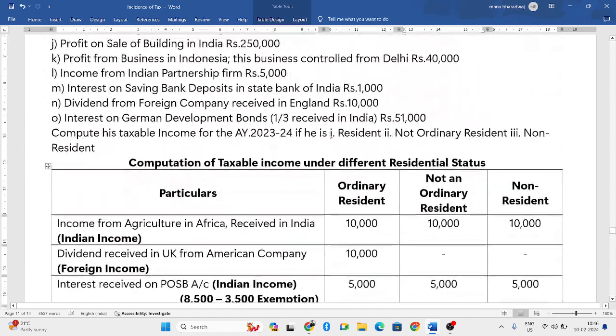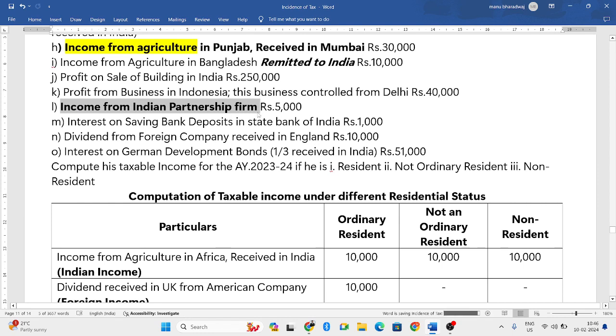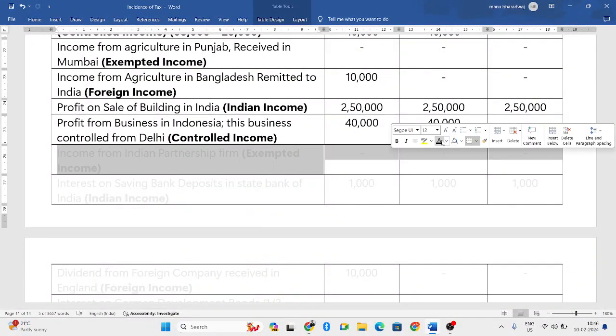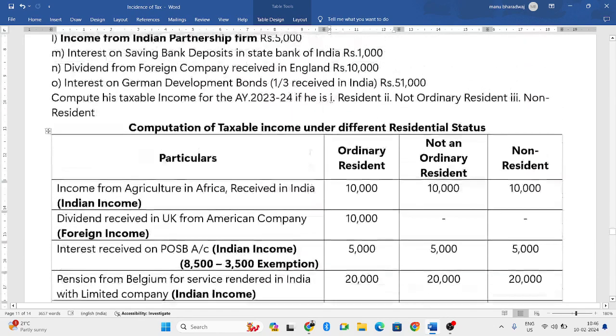Next. Okay. Income from Indian partnership firm. As I have told you, any income received from Hindu undivided family and Indian partnership firm is completely exempted. So it is an exempted income. Partnership firm, if you receive any amount, it is completely exempted.